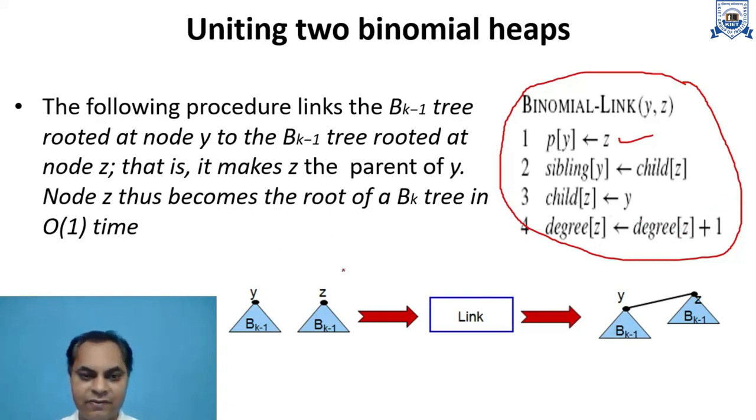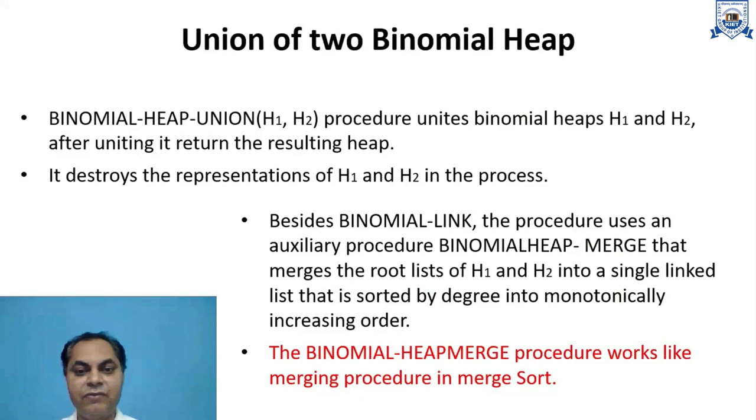Now you can consider this graphically. We have two B(k-1) trees y and z, and with the help of the link procedure we combine those two binomial trees into a final binomial tree in which y becomes the leftmost child of z. That means z becomes the parent and y becomes the leftmost child. Now this procedure is going to be used in the union of two binomial heaps.